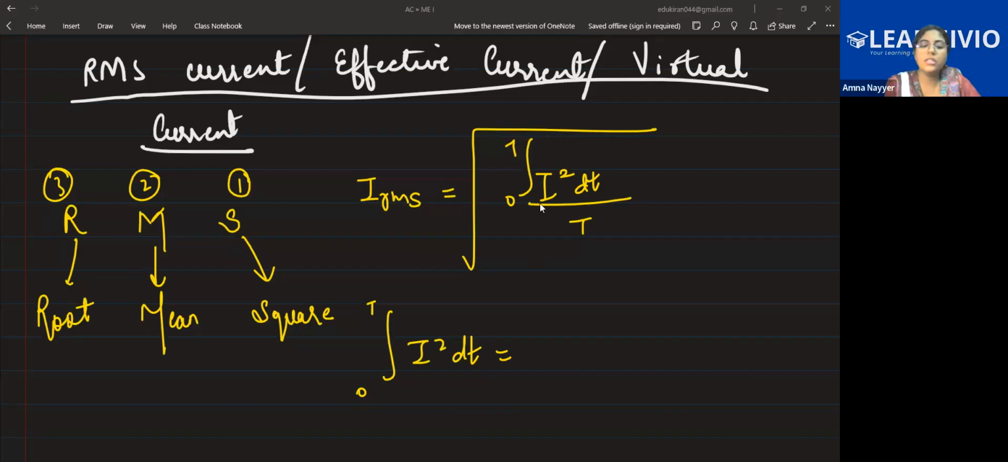Now we know the value of I. I is equal to I naught sine omega t. So this will be I naught square sine square omega t dt. I's value, we have already studied that this is I naught sine omega t. So when you square it, this is going to be it, and 0 to t. That's why I'm not bringing this t also, I'm not bringing this root also. Let us solve this first.